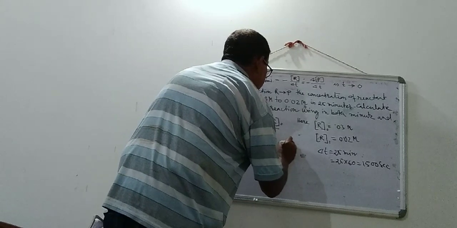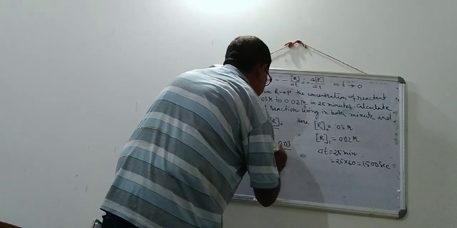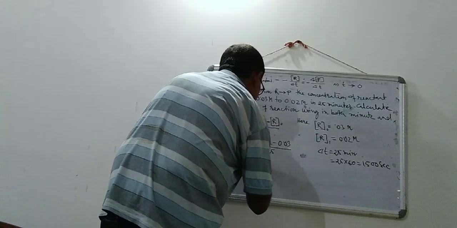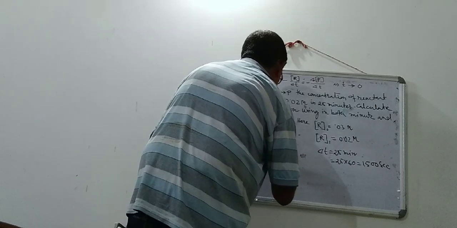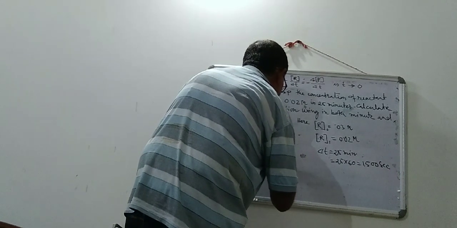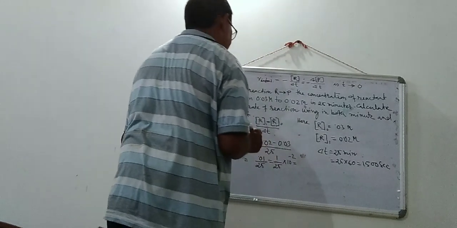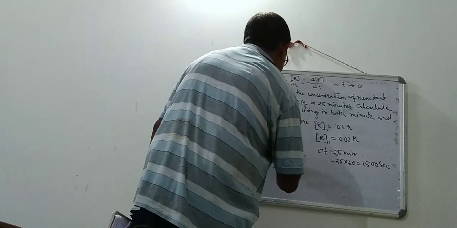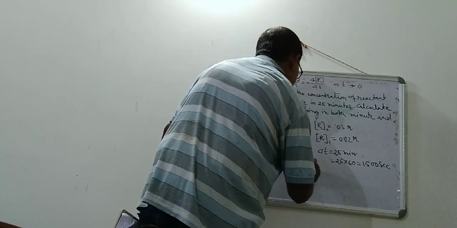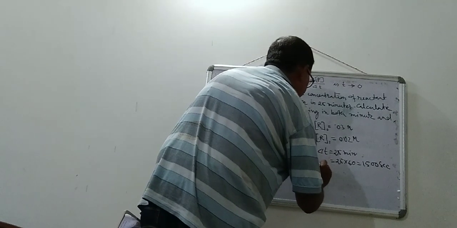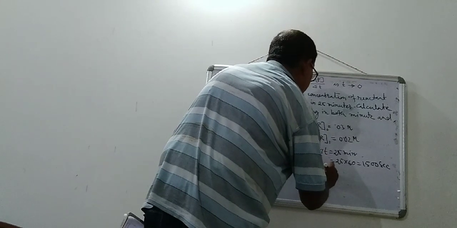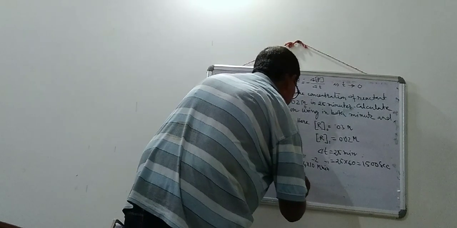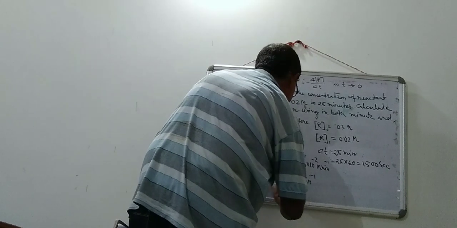Minus 0.02 minus 0.03 divided by 25 equal to 0.01 by 25 equal to 1 by 25 into 10 to the power minus 2 equal to 0.04 into 10 to the power minus 2 mole per minute, equal to 4 into 10 to the power minus 4 mole per minute. So this is in the minute unit.